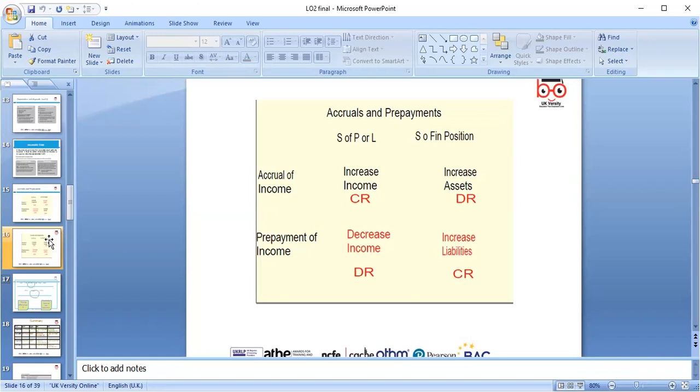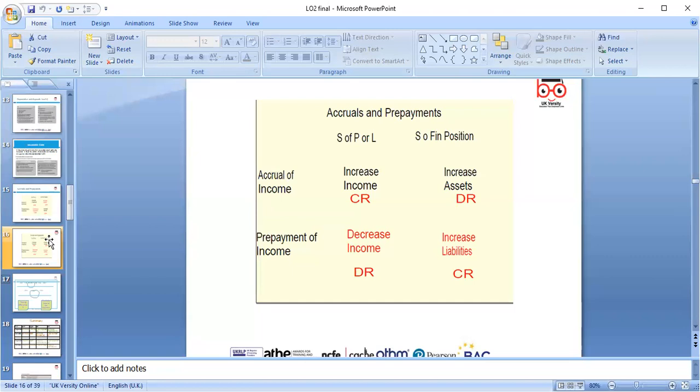Prepaid means advance paid, and accrual means services provided but not yet received. Prepayment means an advance you receive. So first we record it as a sale, and now we reduce it because we debit it. Dr means debit, following the debit and credit rules, which a couple of you of course know very well.